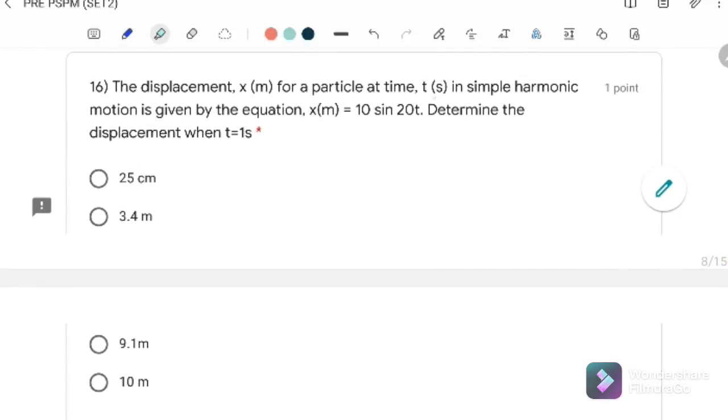Question number 16. The displacement x for a particle at time t seconds in simple harmonic motion is given by x equals 10 sine 20t. Determine the displacement when t equals 1 second. So we substitute in t equals 1 second. Remember here the value is in radians, so you must change the calculator mode into radian, only then can you get the answer. After pressing the calculator, the final answer for the displacement when t equals 1 second is 9.13 meters. So the answer is C.